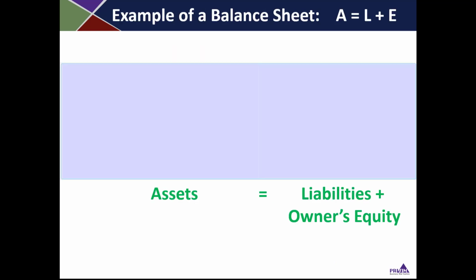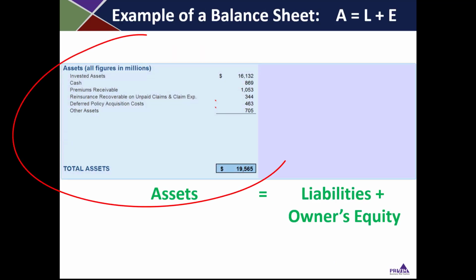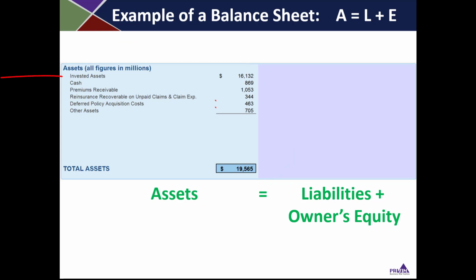And here's a sample balance sheet. And let's start with assets. Assets are what the company owns. And we can start with the first line item, invested assets, a large part of which is the investment of unpaid claims or reserves before you need to actually pay them out for a claim. And the second line is cash, which is cash.